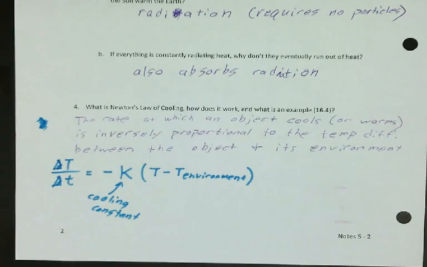What is the cooling constant? It's a measure of the material the object is in, like if it's in air or in liquid or something like that, as well as the size of the object and what the object's made of.